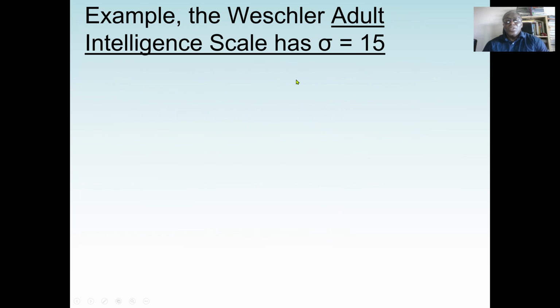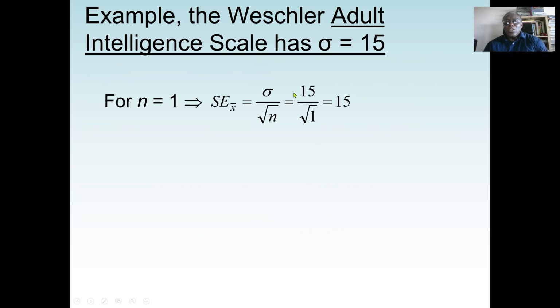In this example, it's a data set on adult intelligence score. Based on the values we have, we find out the standard deviation is 15. Now, if we take only one sample, we can see that the standard deviation of the population is the same as the standard deviation of the sample, because we are using all the population. So if we are taking only one sample, it means it will be the whole population. The sample size is only one.